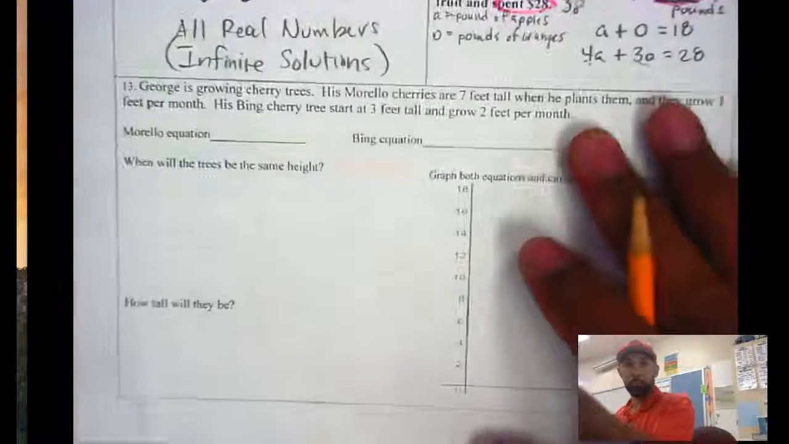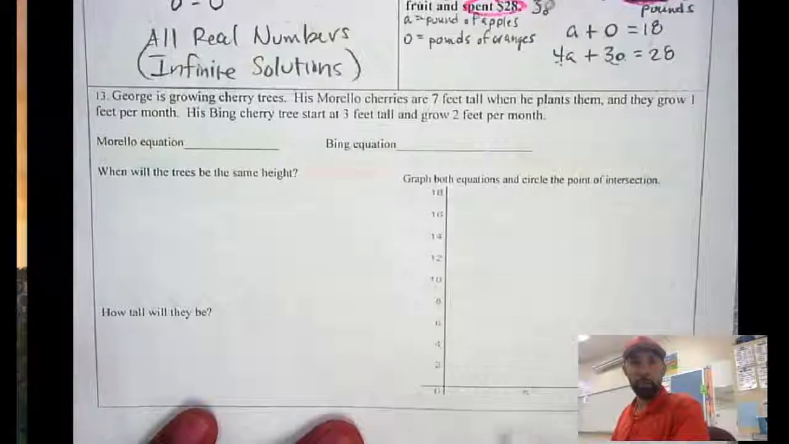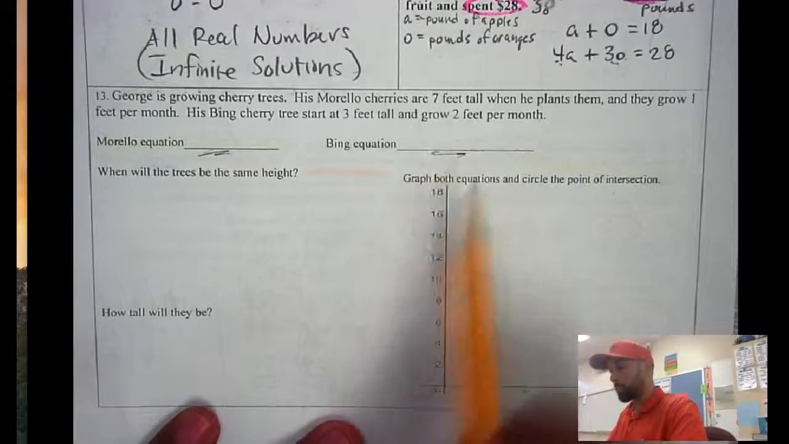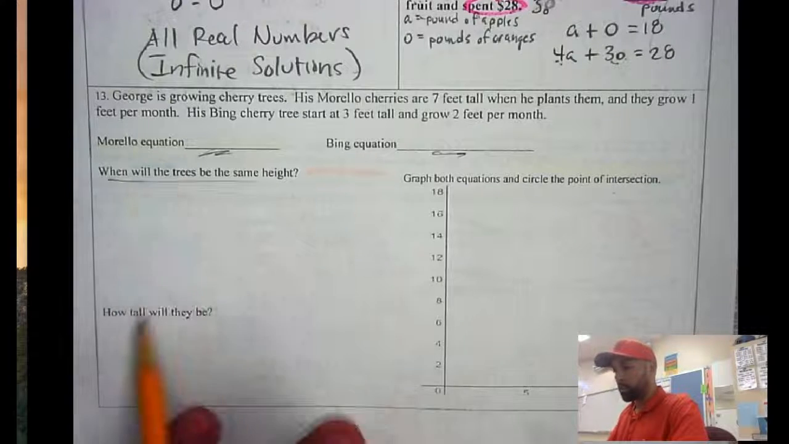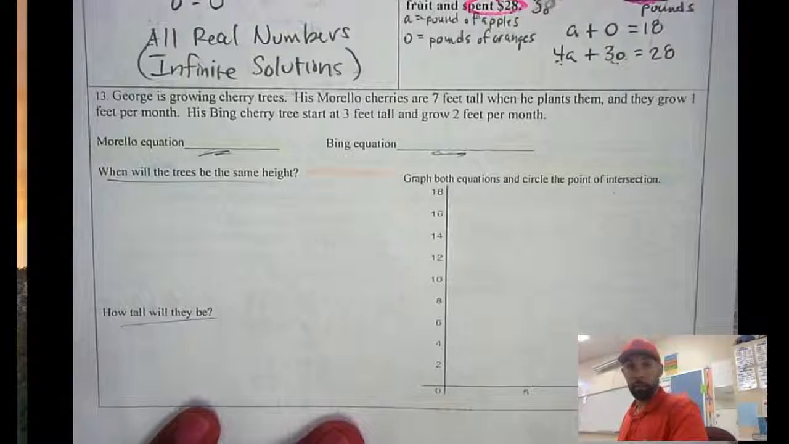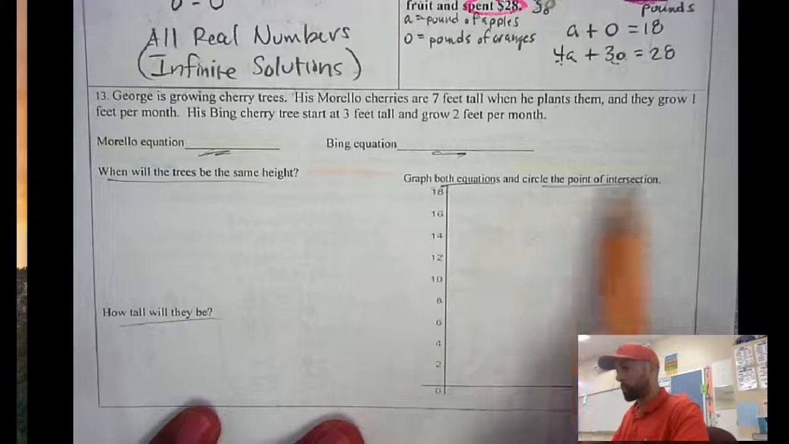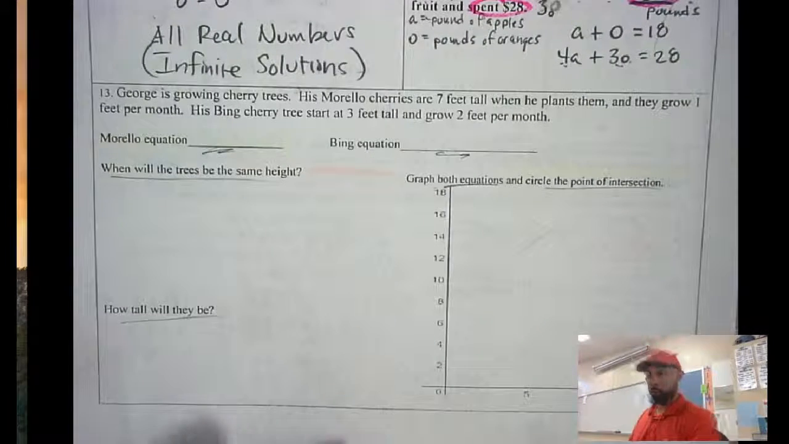All right, now the last problem here. George is growing cherry trees. So we have another word problem. We're going to have to create an equation, so we need to look for the information. Here are our 2 questions, and then we are going to have to create a graph and circle the point of intersection. So we have to do a few things here.